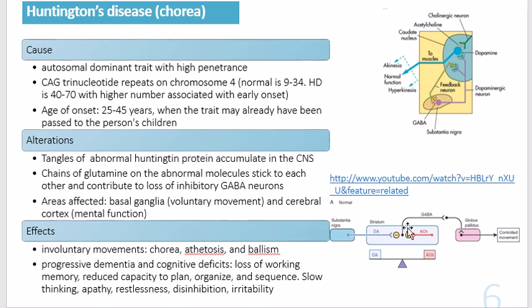And on a few of the slides, you'll see that there is a YouTube video link. You can, if you'd like, click on that just to see a short blurb on the disease itself.